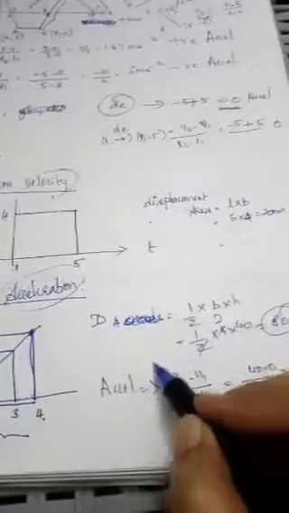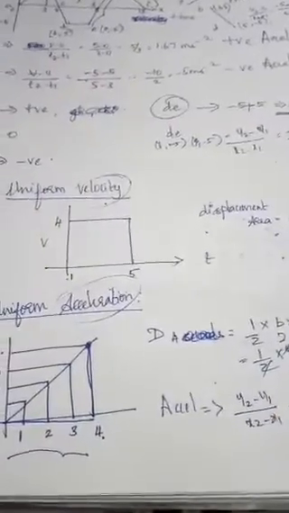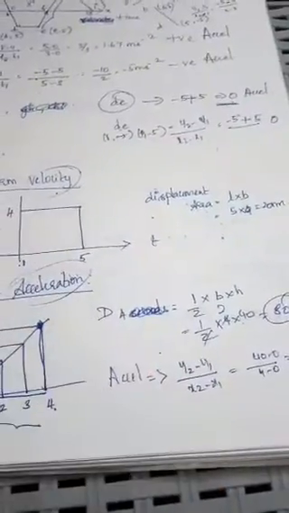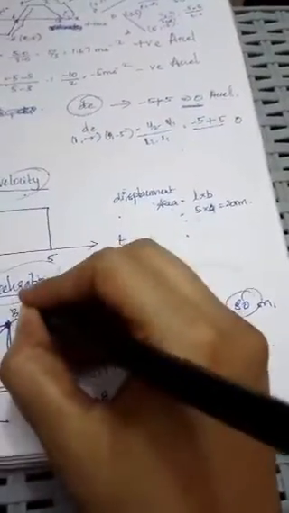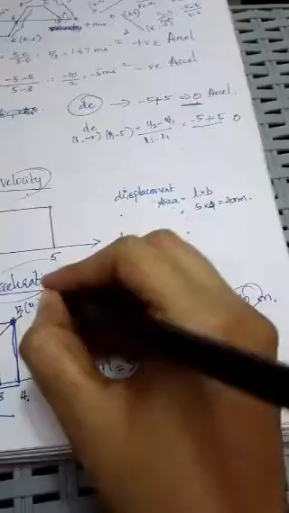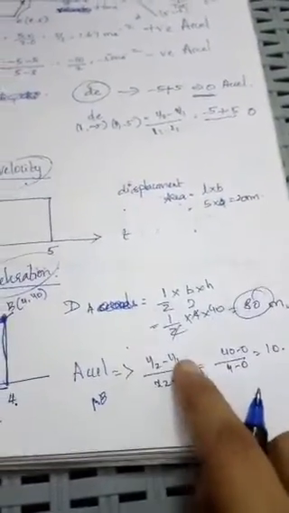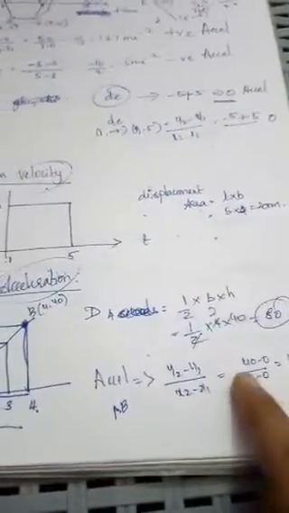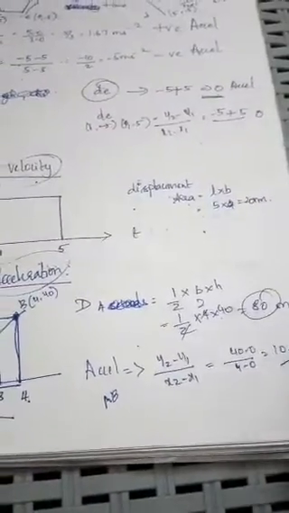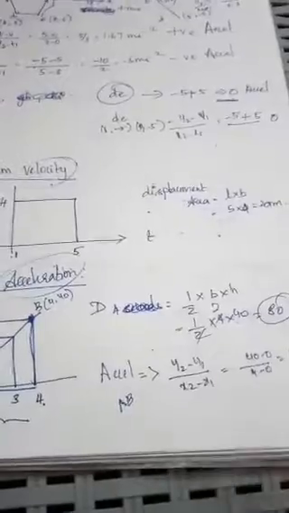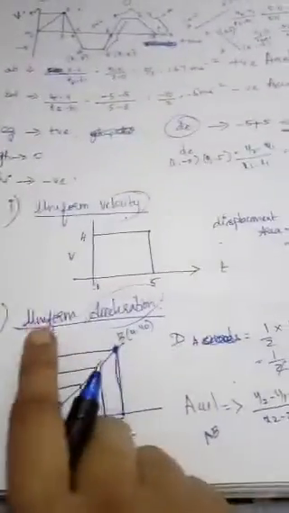Next one is acceleration. How do we find acceleration? You have to take the slope. So I have to take the slope for this line. I'll call it the AB line. At point A it is 0, 0. For point B it is 4, 40. What is the slope formula? y2 minus y1 divided by x2 minus x1. So 40 minus 0 by 4 minus 0, it is 10 meters per second squared. So what is this acceleration? It is positive acceleration. Why? Because it is moving in a uniform acceleration.